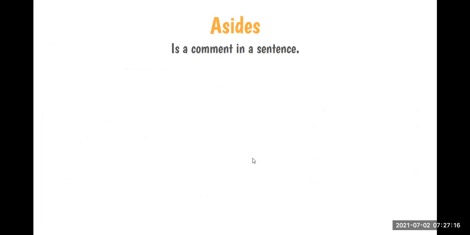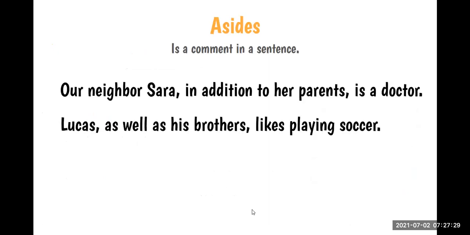Then we have asides. An aside is a comment in a sentence. So here I'm going to show you some sentences and I want you to tell me what the comment is. First one: our neighbor Sarah, in addition to her parents, is a doctor. Lucas, as well as his brother, likes playing soccer. Which do you think is the comment in these two sentences?